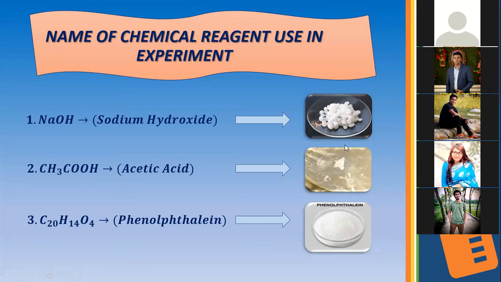We will now learn the names of the chemical reagents that will be used in this experiment, and we will discuss the nature of them. Here, the first point is sodium hydroxide. This is a strong base, so we need to standardize it. The second point is the acidic compound, which is a weak acid. In this experiment, it will remain as a standard substance because we know its concentration. And finally, the third point is phenolphthalein. It is an indicator. It is used to find the end point of titration.